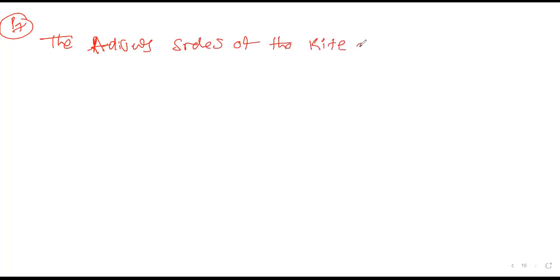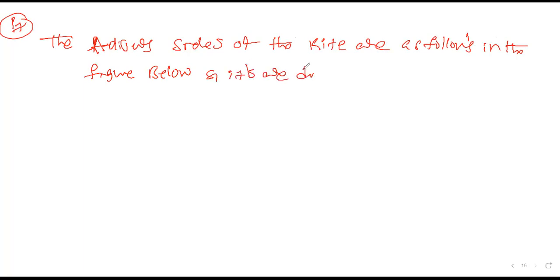Now go to the next problem. The adjacent sides of the kite are as shown in the figure below, and its diagonals are 6 centimeters and 4 centimeters.